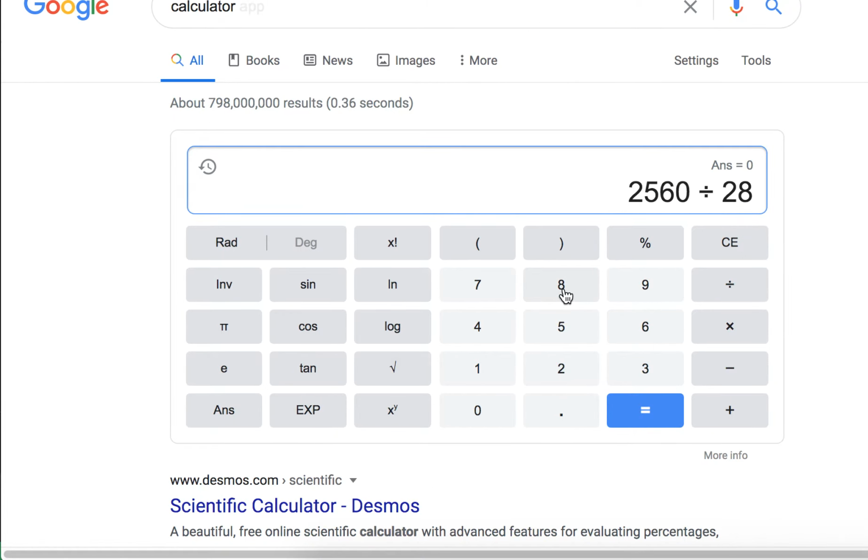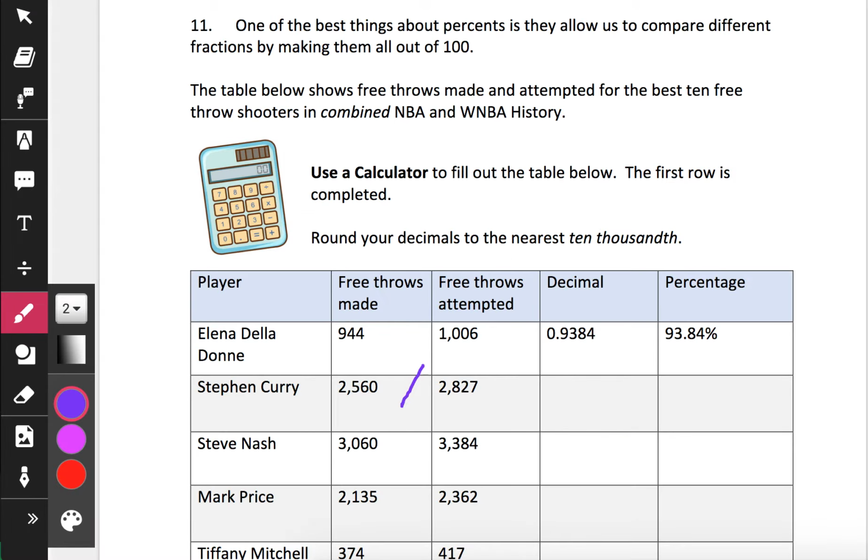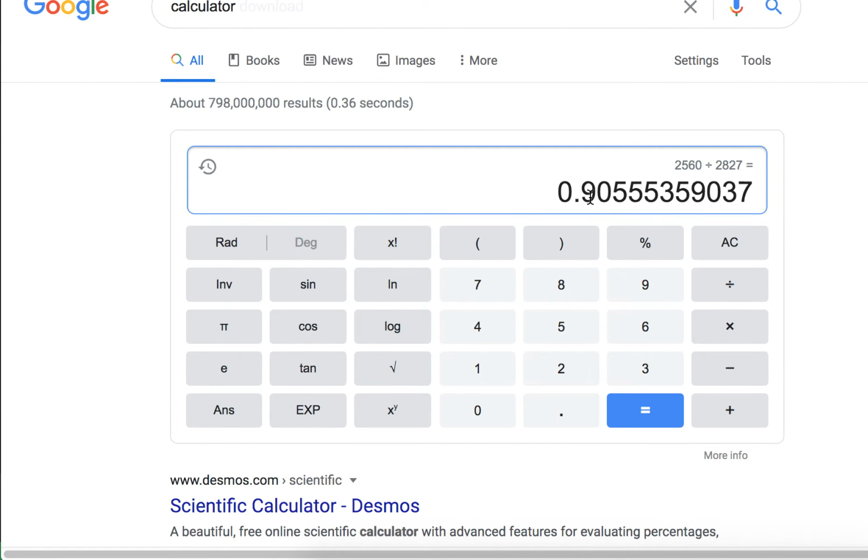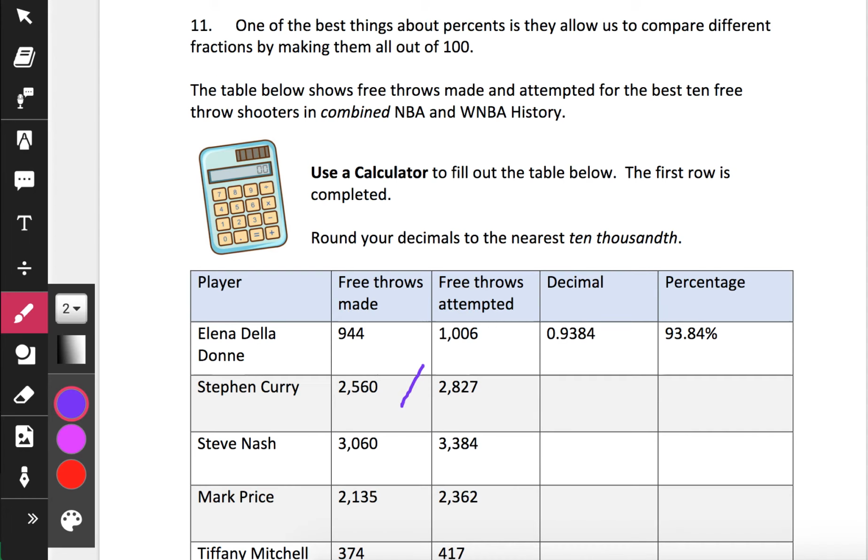So you can divide that, and it's going to give us a decimal. 0.90, so around 90%, a little above 90% of his free throws. But let's look at the question. It says round to the nearest 10,000th. So tenths, hundredths, thousandths, 10,000ths. We look at the digit to the right. It's a 5. That tells us to round the 10,000ths place up. So we're going to get 0.9056.